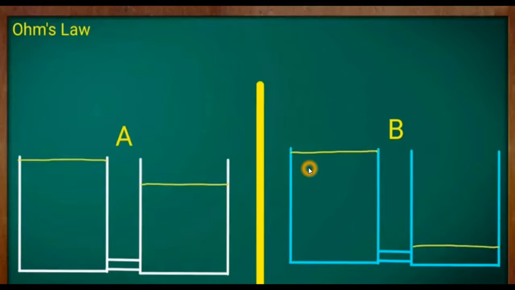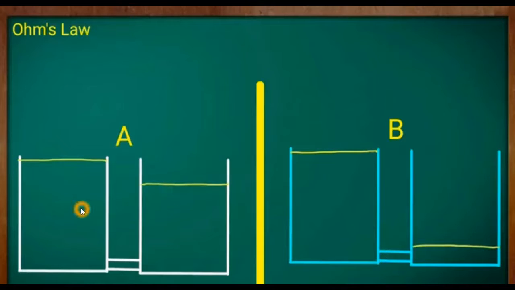So far, we studied that it is due to the potential difference between 2 points that makes an electric current to flow between those 2 points. So it means to get the flow of electric current, we need to maintain a potential difference. Now, let's look at the same example again.